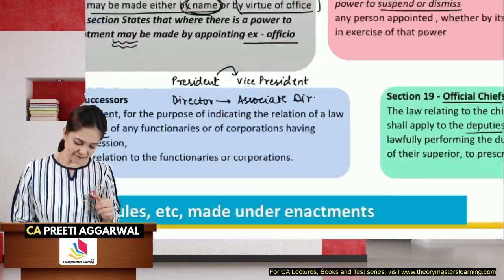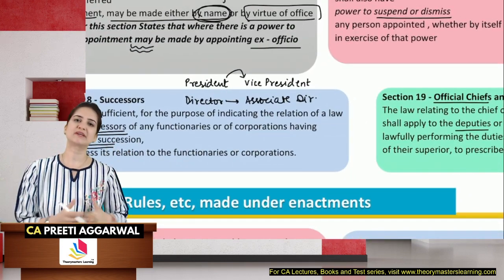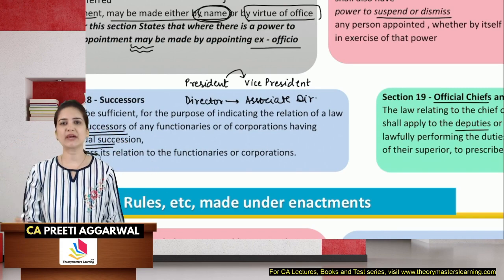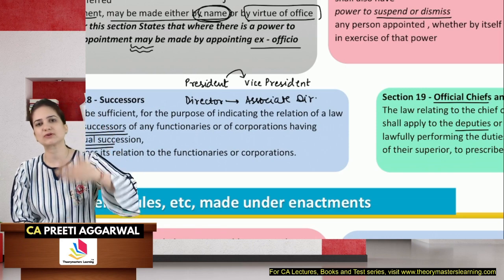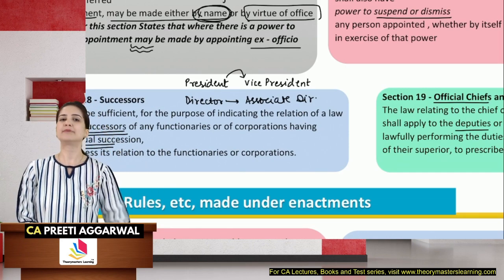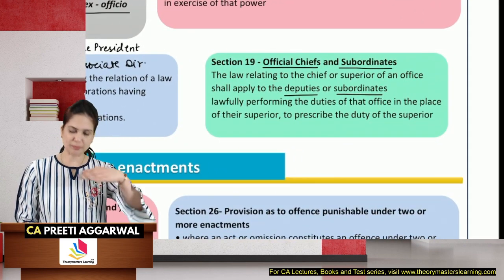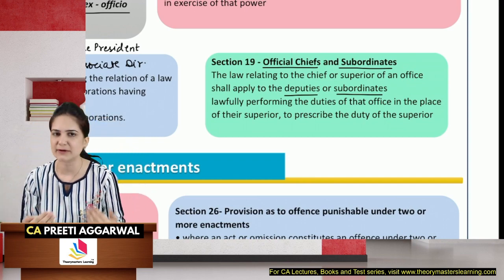Now let's say for example, the president is busy. So it is okay if the vice president performs his task. If the director is busy, it is okay if the associate director performs that task, because it applies to the successor also. That function can be performed by the successor also. The law relating to chief or superior, the laws which are applicable to superior will automatically apply to his juniors also.